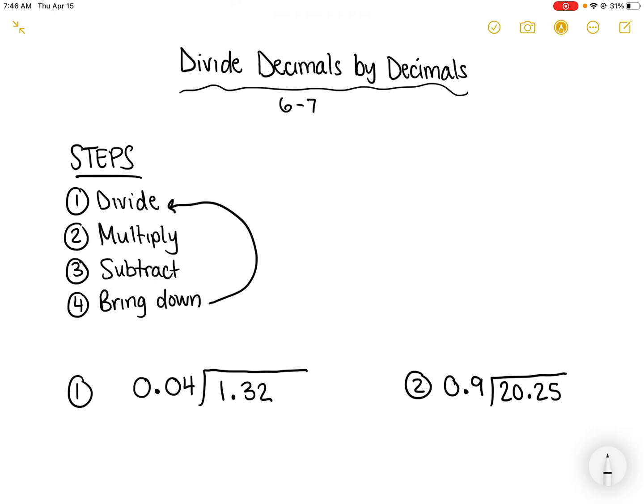Now one thing I'd like to mention that we've mentioned before in previous lessons is that when you're dividing decimals, if you get to a point in your problem where you have no more numbers to bring down, however you're still not at 0, you have to make sure that you add zeros to your number so that you can find an actual answer. You cannot have a remainder when you're dividing by decimals.